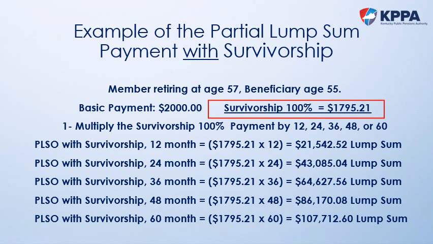Using the same member as we did previously, this member will be retiring at age 57 with 27 years of service, and we are assuming that the beneficiary is age 55. The survivorship 100% option is calculated at $1,795.21. This is then multiplied by 12, 24, 36, 48, or 60 to determine each of the lump sum payment amounts.